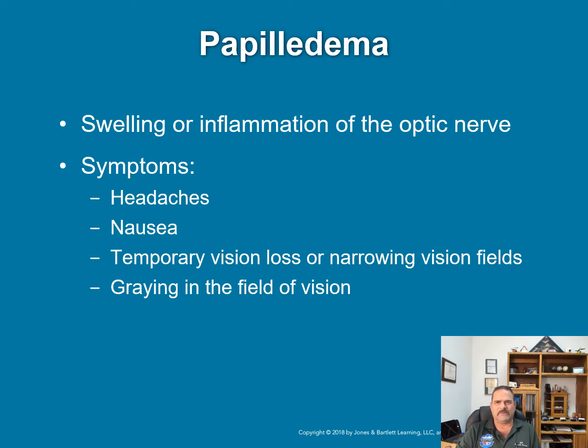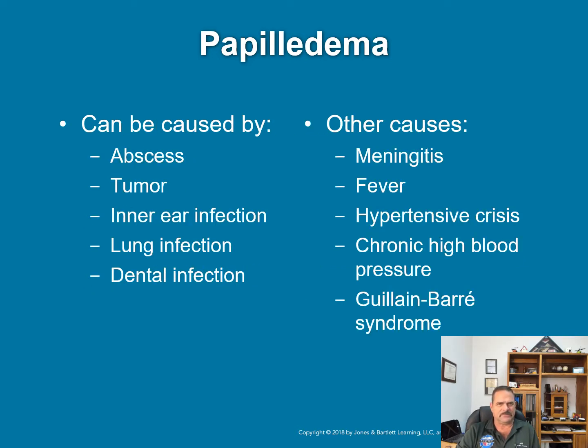Papilledema, this is swelling or inflammation of the optic nerve. Some of the symptoms include headaches, nausea with possible vomiting, temporary vision loss, or narrowing vision fields. A graying in the field of vision itself is one of the things that patients complain about the most. It's temporary though. All right, so it can be caused by and other causes. All of these are on slide number 30.